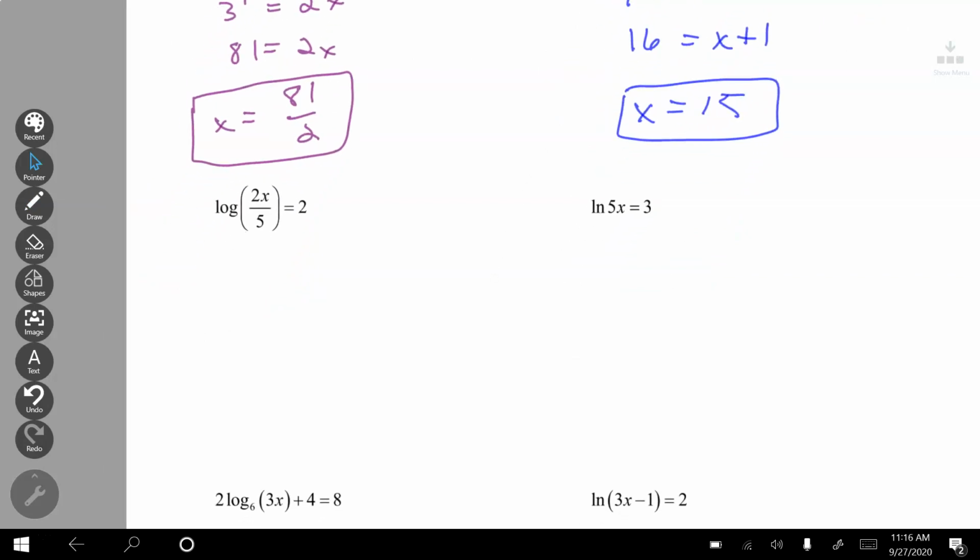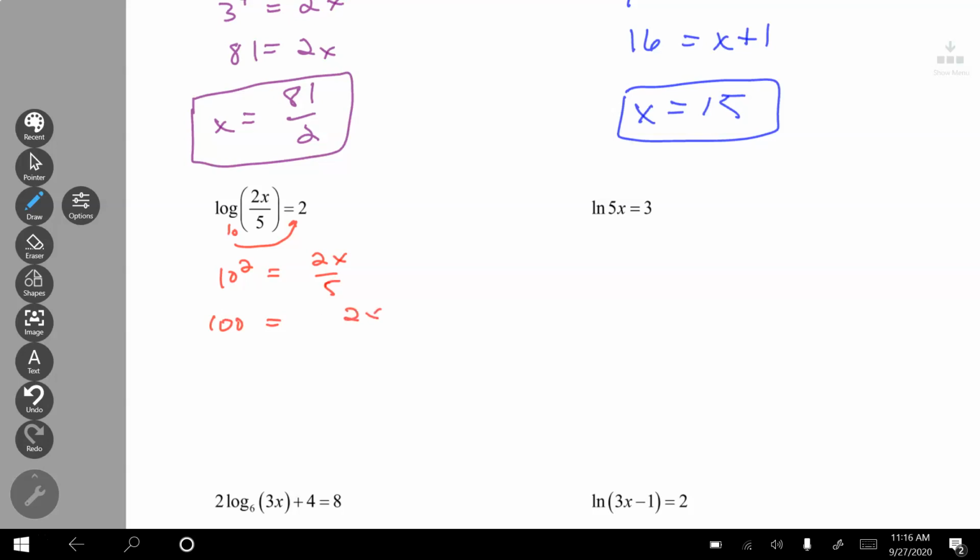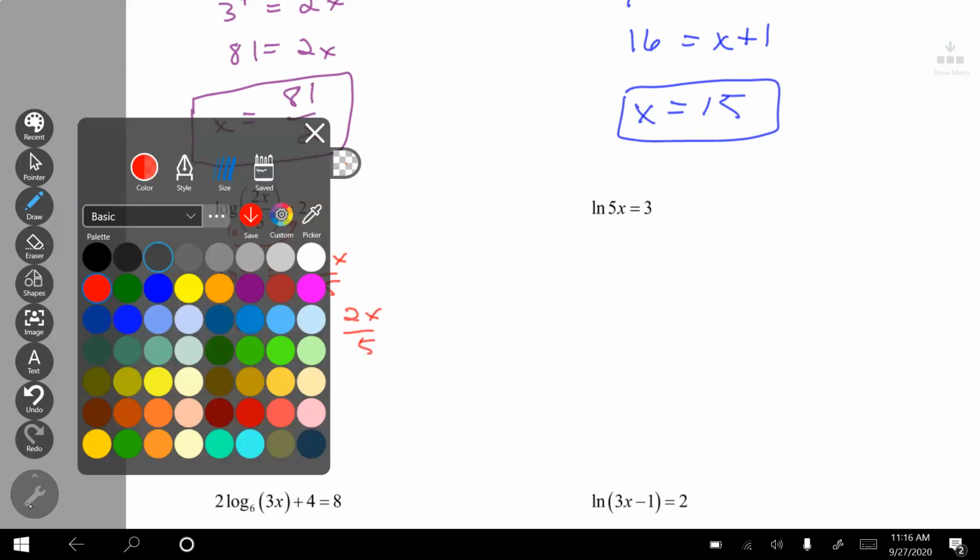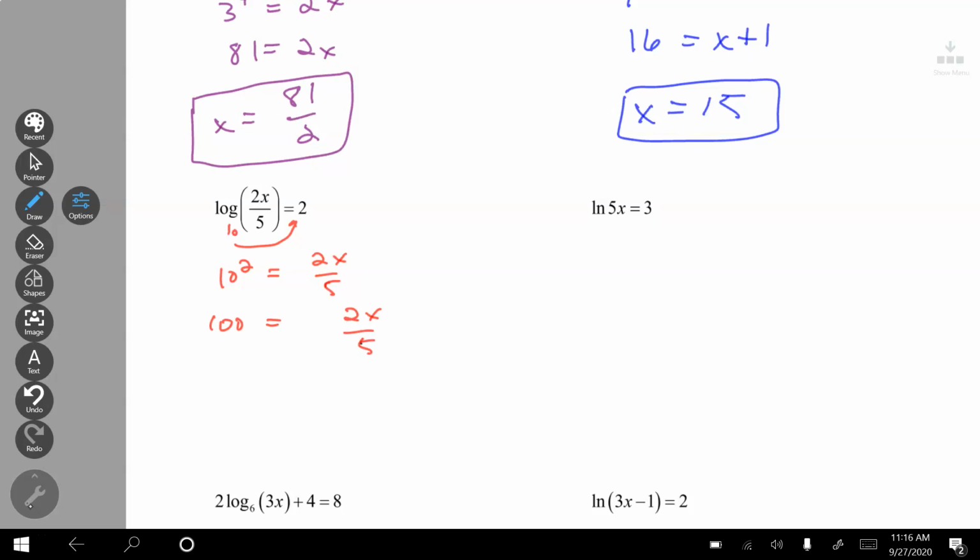When I don't see a base here, the base is 10. So I get 10 squared equals 2x over 5. Well, 10 squared is just 100, equals 2x over 5. If I want to get rid of a fraction, I multiply by its reciprocal. And when I do it to one side, do the other, I get x equals 500 over 2, or 250.